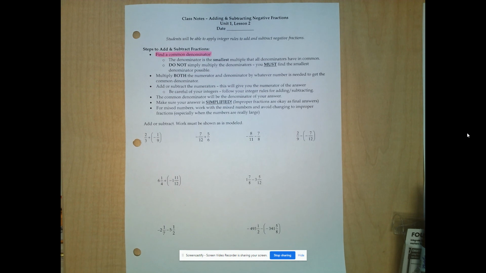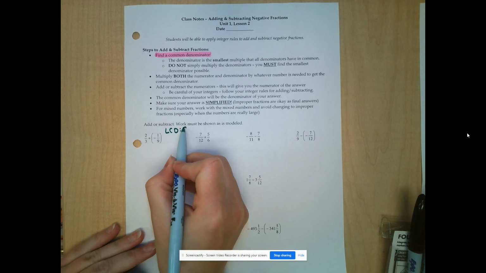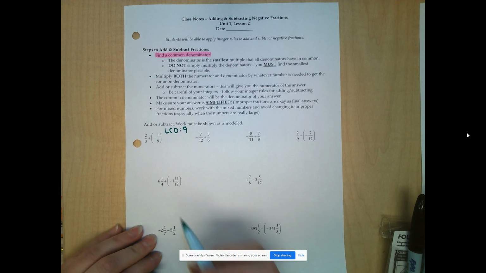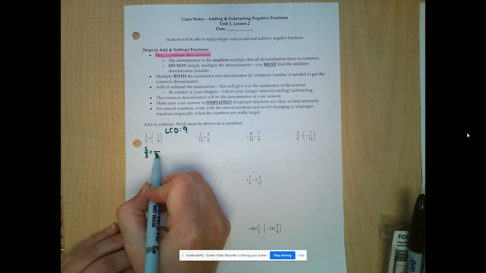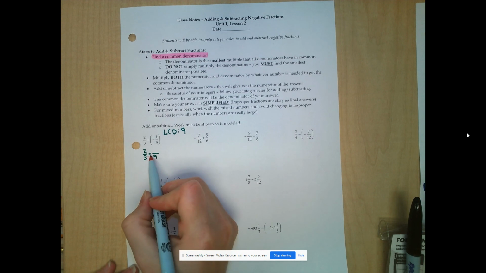So in order to do this, I first have to come up with the least common denominator. The least common denominator in this case is 9. When we think about our list of multiples, 3, 6, 9, 12, the lowest denominator that they have in common is 9. Now I'm going to get 2/3 to become something with a ninth in the denominator. In order to do that, I have to multiply because we're getting a multiple. So I would do 3 times 3 is 9.